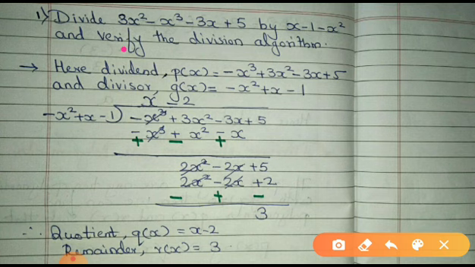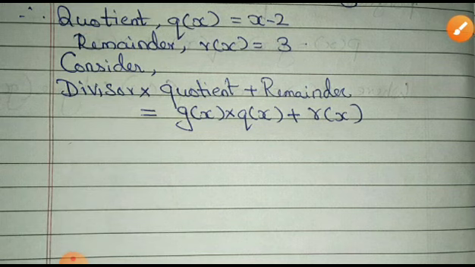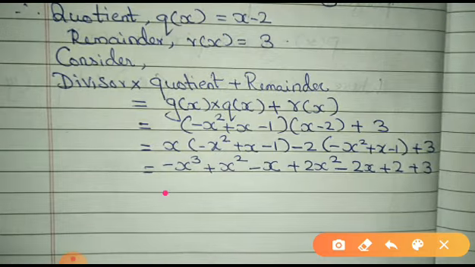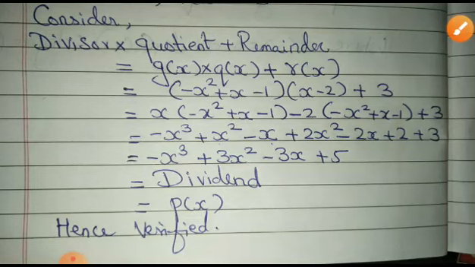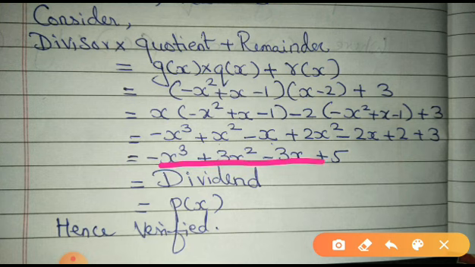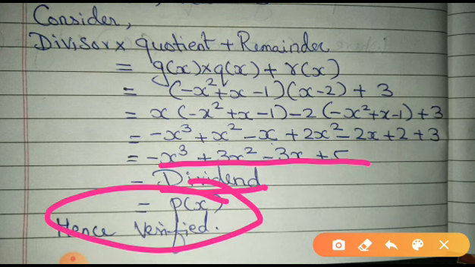Again what we have to do is, we have to verify the division algorithm. Okay, so what was the division algorithm? It was divisor into quotient plus remainder, that should be equal to your dividend. Okay, in this case I have this as the quotient, this as the remainder. So substitute the values, simplify it, then you will get minus x cube plus 3x square minus 3x plus 5. If you check, it is the same as your dividend. Hence we have verified the division algorithm.